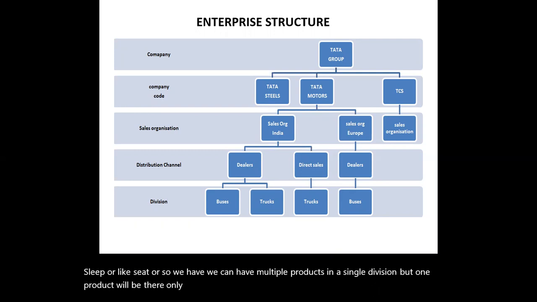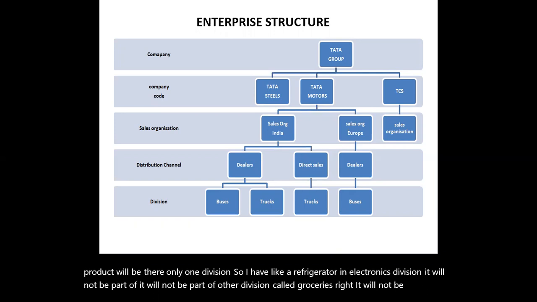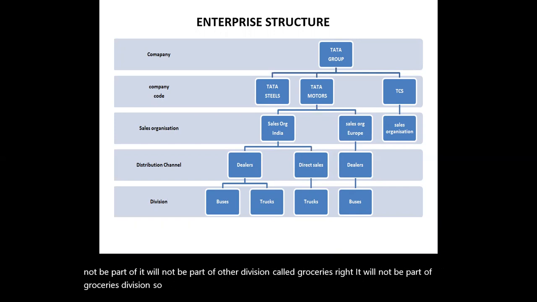only one division. So I have refrigerator in electronics division. It will not be part of other division called groceries, right? It will not be part of groceries division. So one division can have multiple materials, but one material will be there only in one division. Just try to remember that one.